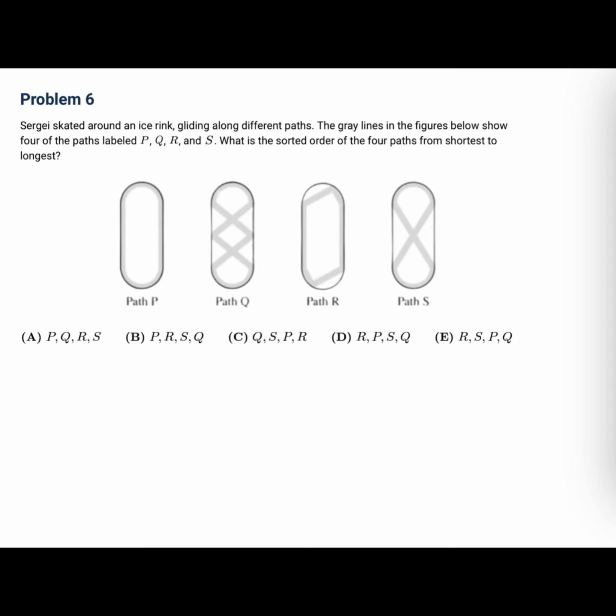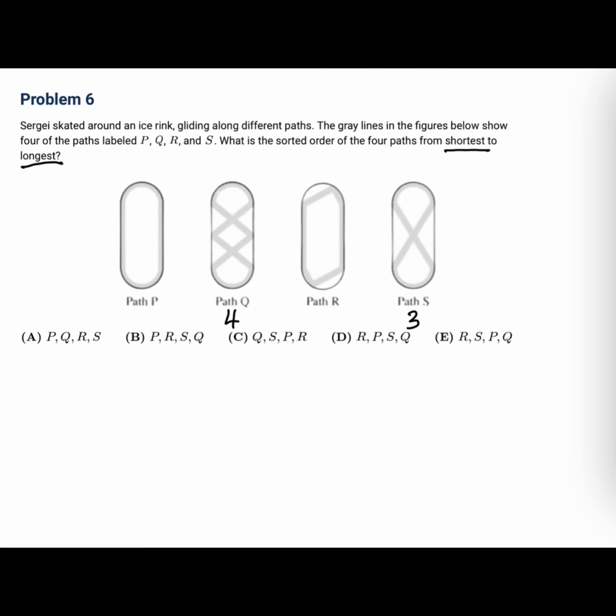So they're asking us to sort the following paths from shortest to longest. Right off the bat, we can tell that path Q is going to be our longest. So let's label that 4. Next, we have to tell whether P, R, or S is going to be our longest. Doing a little bit of investigating, we can see that path S is going to be our 3rd longest.